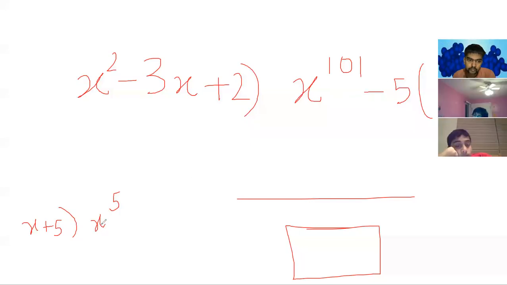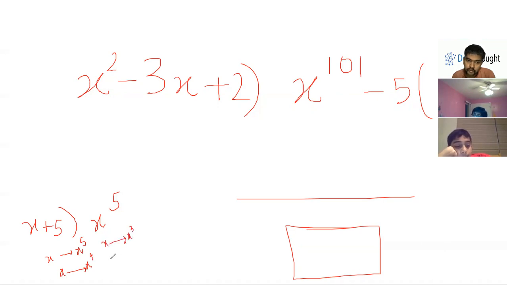Multiplied by x to the power 4. Okay, so x can knock off x power 4, x power 5. Can x knock off x power 4? Yeah. Can x knock off x cube? Yes. Can x knock off x square? Yes. How does it knock off x square? Because it's just more x's. You just keep putting more x's in. Can x knock off x?